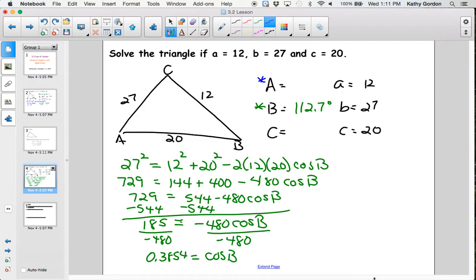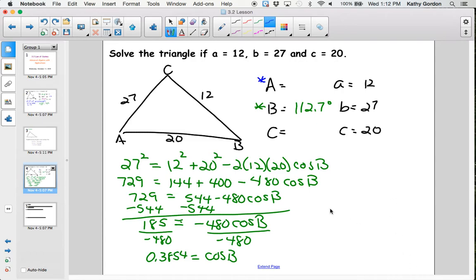Ideas? Would you do the same as what we did with B? You could set up all of this again and try it with A. Is there another option that maybe is a little bit simpler? The law of sines. Yeah, go back to law of sines again, because now I've got an angle and a side that are across from each other. I can set up a law of sines because I've got one complete pair.